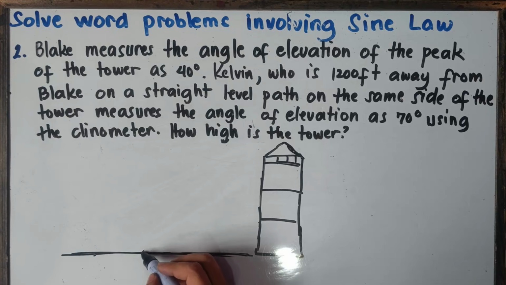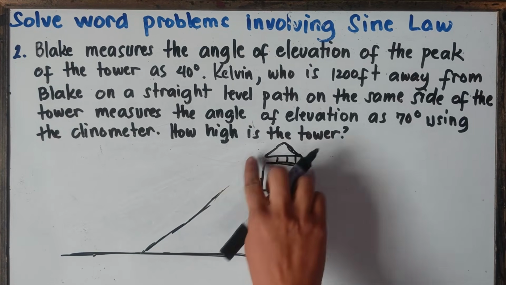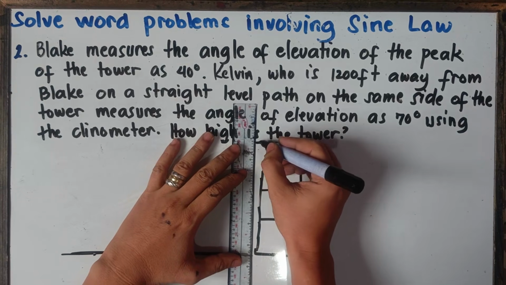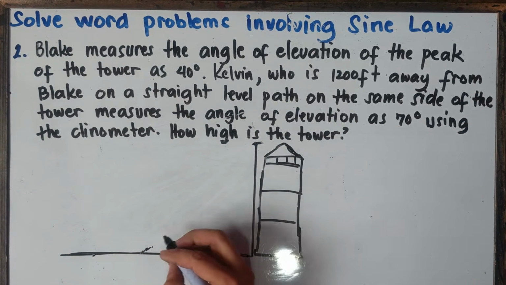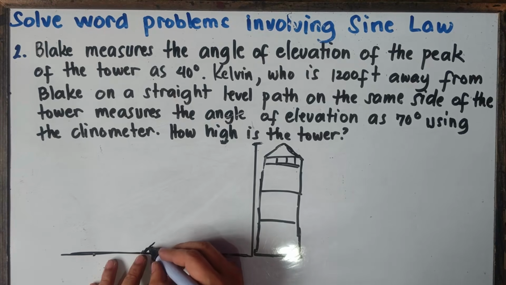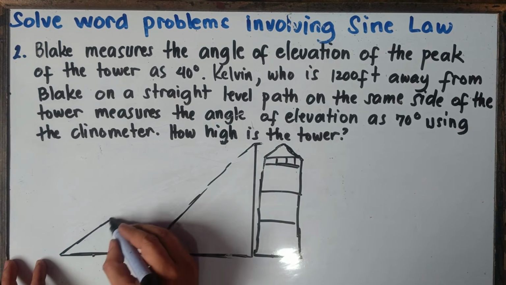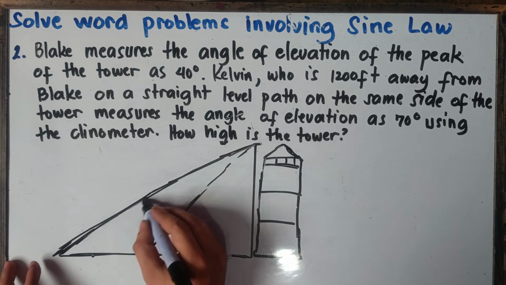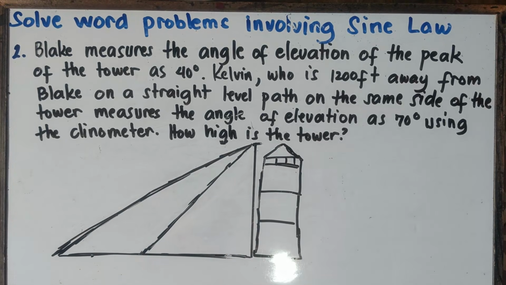For example, class, this is the angle of elevation to the tower. Let me just draw the height of the tower. This is the height of the tower right here. So we have the angle of elevation from this observer to the tower, that would be 40 degrees, and the other one, we have 70 degrees. Once again, class, Blake measures the angle of elevation of the peak of the tower as 40 degrees.